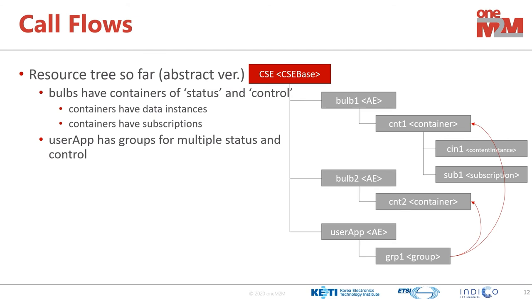So this is the resource table that we have created as an abstract version. In the CSE base, we create 3 different AE resources to represent bulb 1 and 2, and then the user application. And each light bulb has containers for the status reporting and actuation from the user application. So there are actually 2 different containers, and the user application creates the group to send the final request to individual bulbs via the CSE.